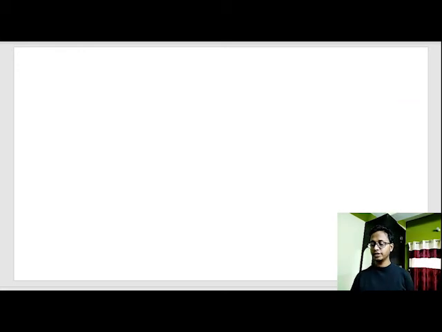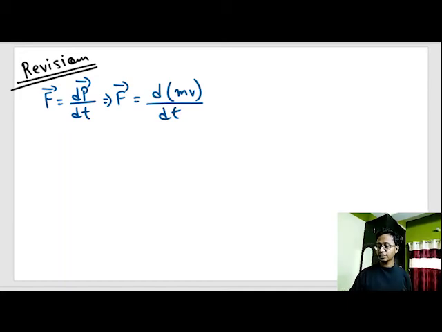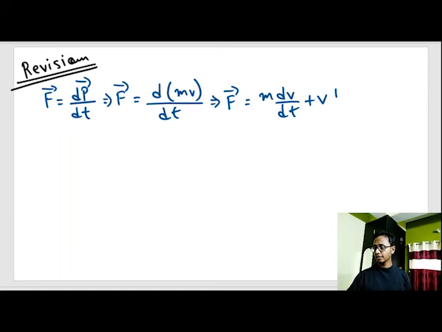Now let's do some revision. We know that F is equal to dp by dt. Newton said that F is directly proportional to dp by dt, and it was experimentally found that F is equal to dp by dt. dp is nothing but d(mv), because p is equal to mv. P means momentum, which is mass into velocity. When you use mathematics to break this up, it becomes m dv by dt plus v dm by dt.